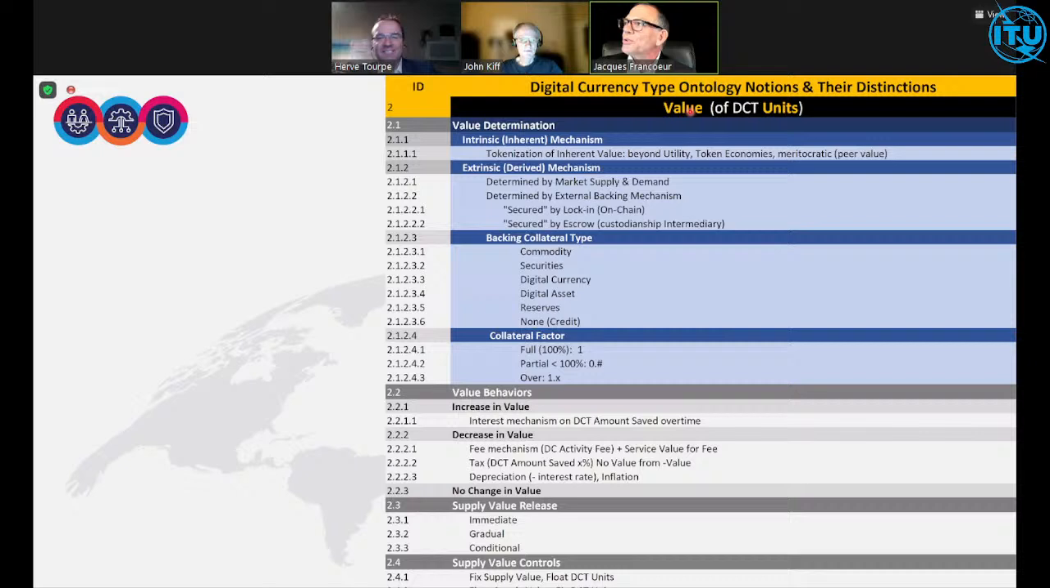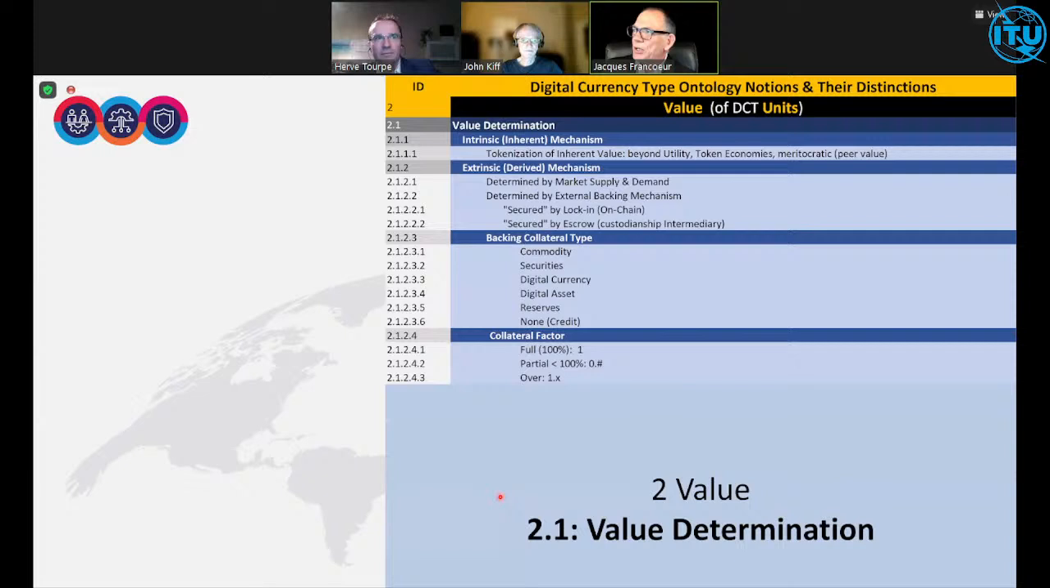So we have a unit from Ontology 1, and it doesn't know why it's on Earth yet. So there needs to be a mechanism that will give it its value. There need to be some ways that we can describe its behavior, increase or decrease in value, supply, value constraints. There are a number of things we can talk about, but zeroing in on how you are going to know your value. So you see here, we have intrinsic mechanisms or extrinsic mechanisms. This is a hot potato in itself. Is that the tokenization of inherent value beyond utility, cryptocurrency?